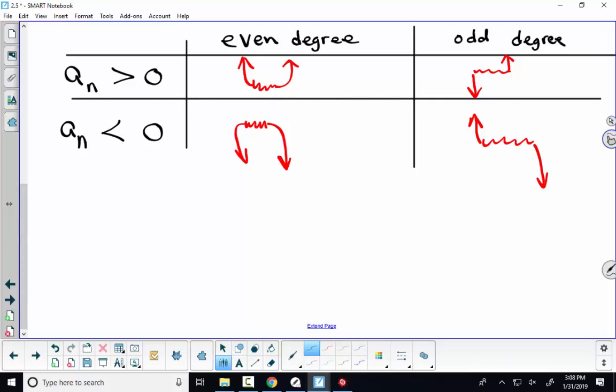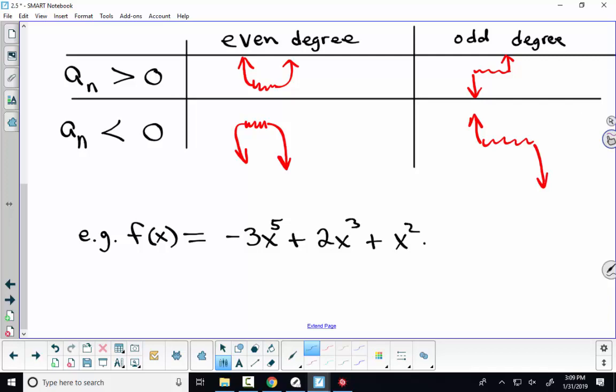And so now with limits in place, why does that test work the way it works? So, for example, if I had, let's say, negative 3x to the 5th plus 2x cubed plus x squared minus 15x plus 30.